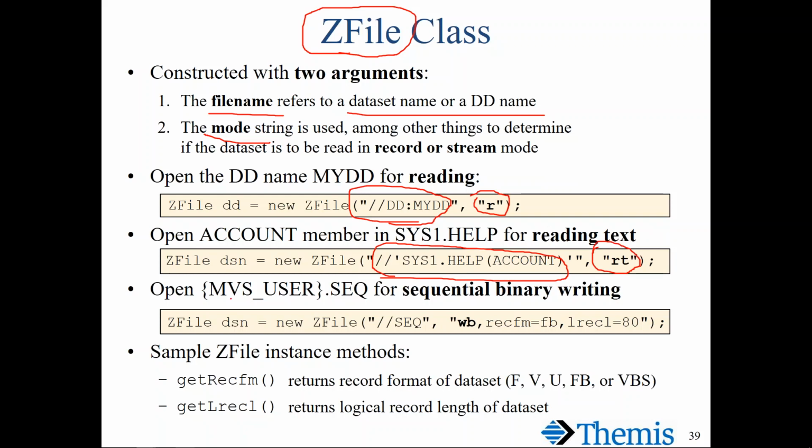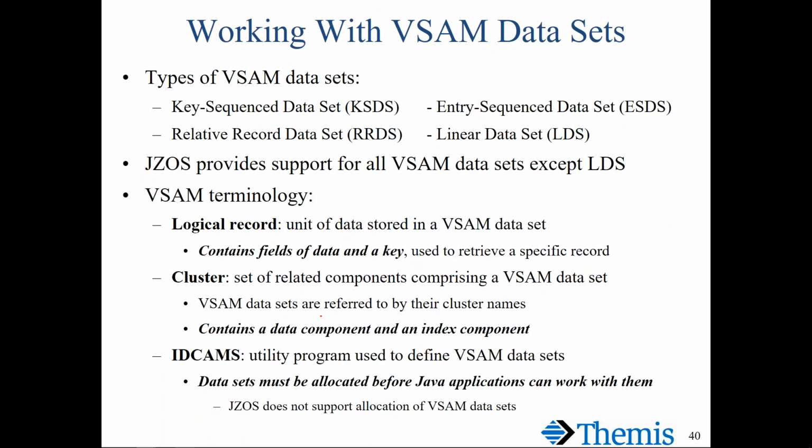And in the third example, we have a simple file name, and this is supporting writing that as binary data and providing a format and an LRECL. So just some examples of how you would initialize communication with these kinds of files, and a couple of methods that you might use against the objects that are returned and referenced by these variables.